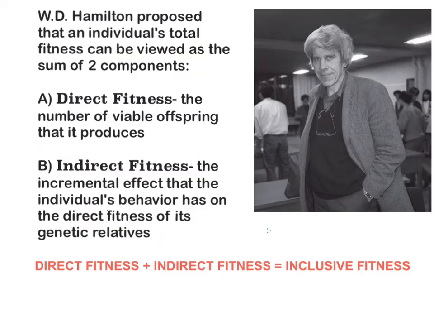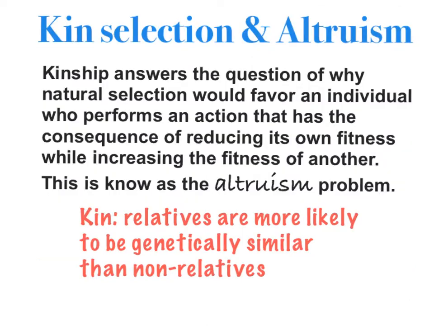Hamilton proposed that an individual's total fitness can be viewed as the sum of two components, direct fitness and indirect fitness. Direct fitness is the number of viable offspring that it produces. Indirect fitness is the incremental effect that the individual's behavior has on the direct fitness of its genetic relatives. So remember, direct fitness plus indirect fitness equals inclusive fitness.